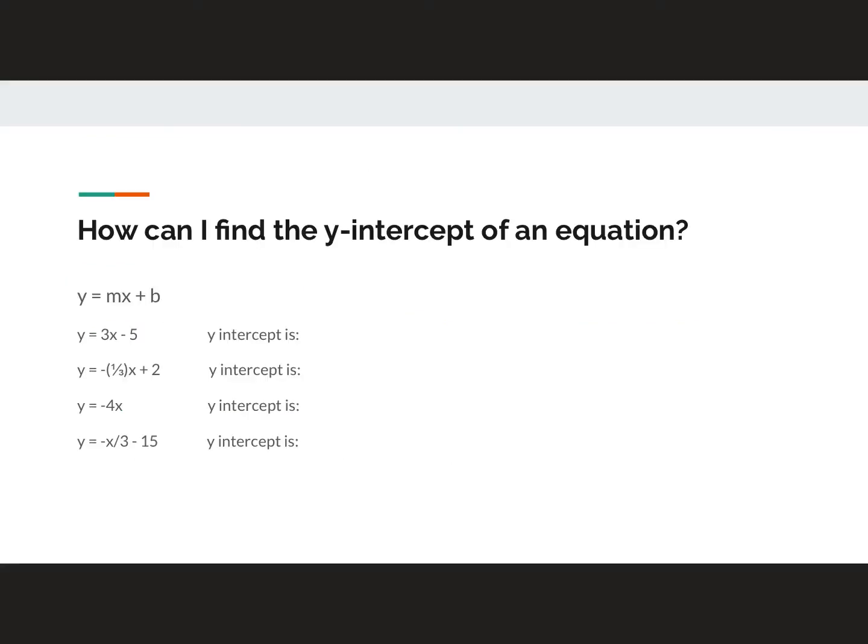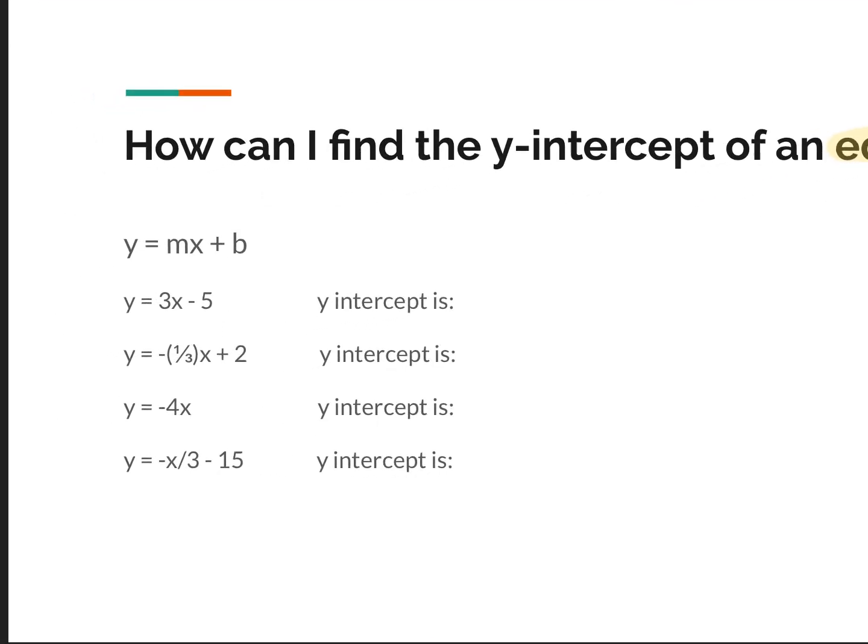So let's look first at this. How can I find the y-intercept of an equation? So this is when we're looking at equations. It's really simple. Remember that we've looked at this wonderful format, y equals mx plus b. Remember, m was our rate of change or slope. Well, the cool thing is b is your y-intercept. So b is your y-intercept.